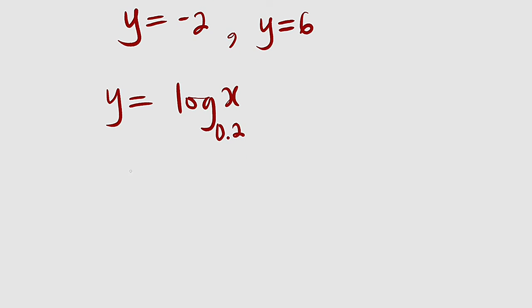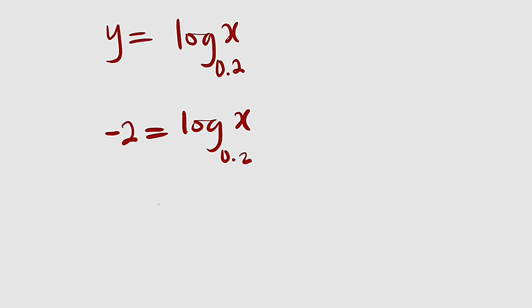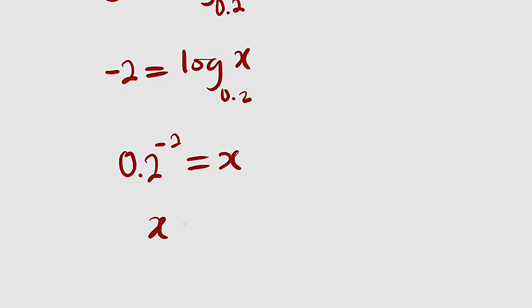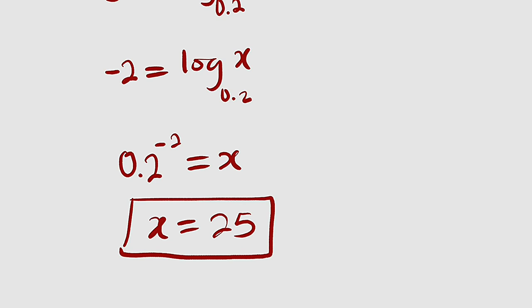So from here, if we substitute y with negative 2, we have negative 2 equal to log of x with the base of 0.2. Therefore, 0.2 raised to the power of negative 2 will be equal to x. And 0.2 raised to the power of negative 2 will give us 25, and therefore x is equal to 25 and is the valid solution.